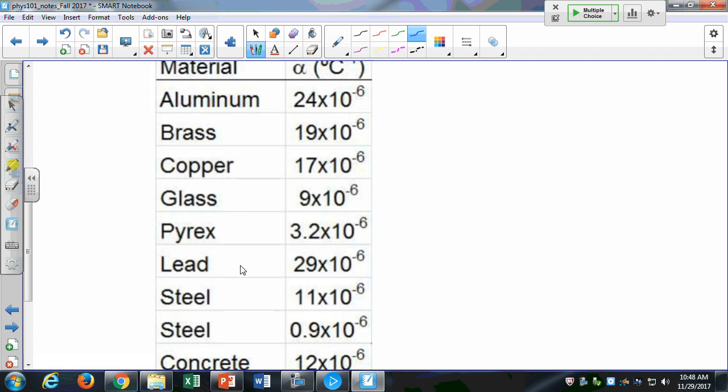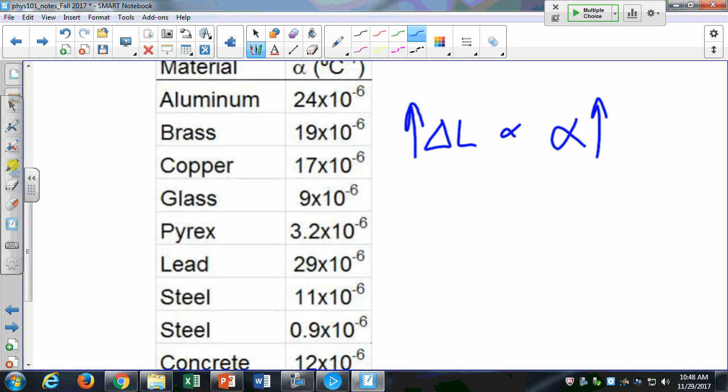The aluminum. Right, the aluminum expands more because my change in length is proportional to my coefficient of linear expansion. And so if the coefficient of linear expansion goes up, then the delta L also goes up. Bigger coefficient of linear expansion means that it expands more. It also means that it expands at a greater rate. It'll expand faster.